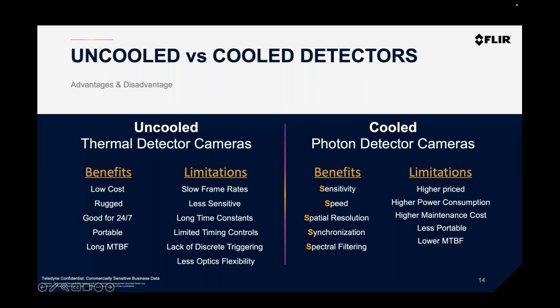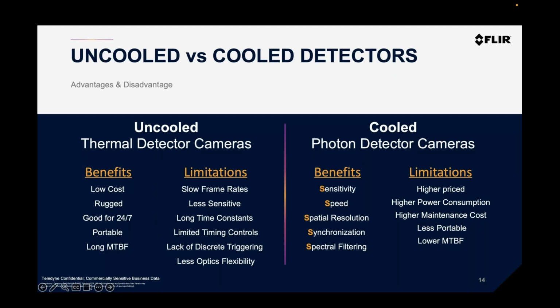So on the right, you'll see for the cooled photon detector-based cameras, their main benefits can be summed up with what we like to say the 5 S's, and that is sensitivity, speed, spatial resolution, synchronization, and spectral filtering. We'll have a quick overview of these in subsequent slides.